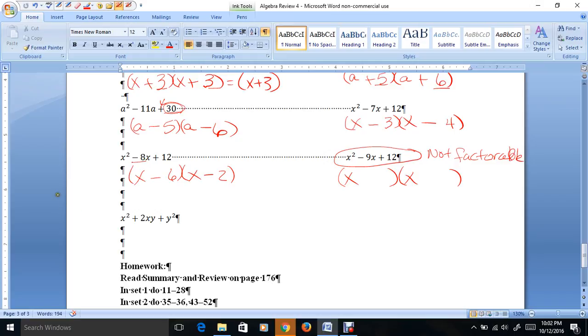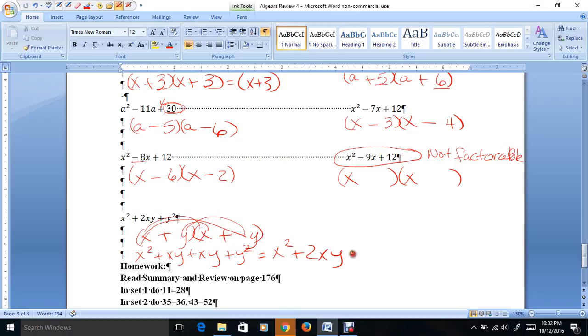Alright, and this last one is kind of just a general thing where we've got x squared and y squared instead of some number here. So again, we're going to start the same way. There's no common factor, so we're going to start with x and x. And then to get y squared, there's only one way, and that's y times y. So this is what we end up with. And if we multiply this out, x times x is x squared, x times y is xy, y times x is xy, and then y times y is y squared. So it does multiply out to be what we started with.